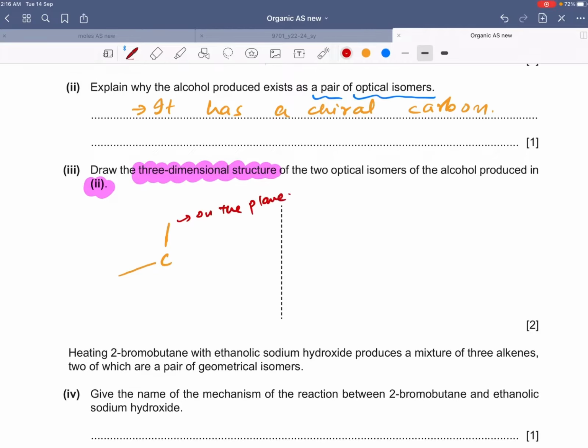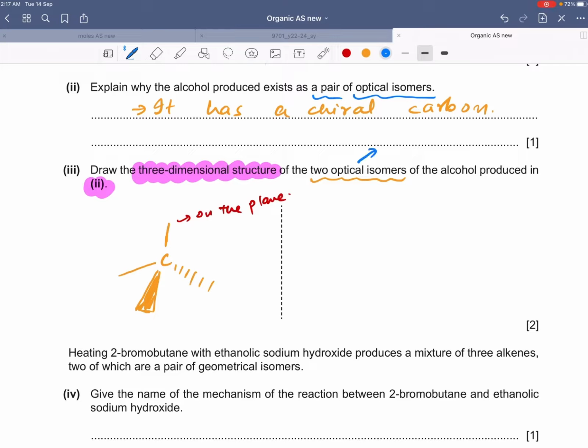right? Then we would draw a broken line, and this broken line would represent a bond going away from us, and then a wedge, and wedge means this bond is coming toward us out of the paper. So this would be a simple description of a 3D diagram, right? And in the similar manner you have to draw. Now the 2 optical isomers, they are non-superimposable mirror images of each other.